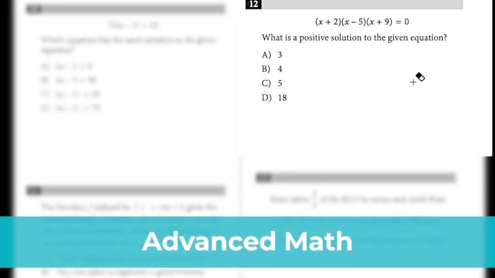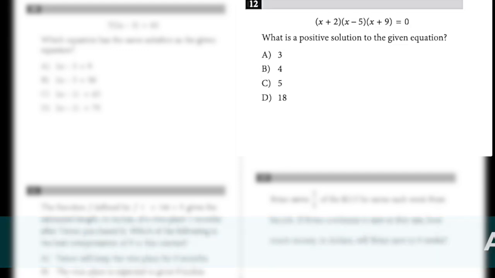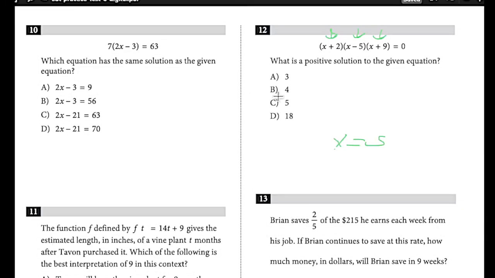What's the positive solution to the equation? Well, there's only one positive solution, x equals 5. Because basically, all the stuff in parentheses, you flip it, those are your three solutions. So x equals -2, x equals +5, x equals -9.